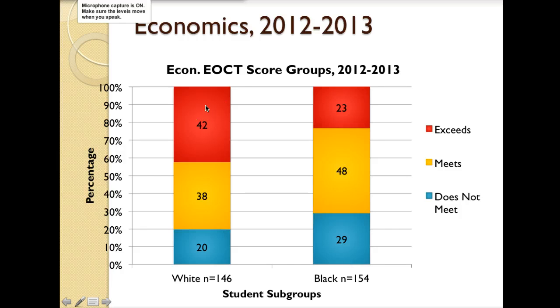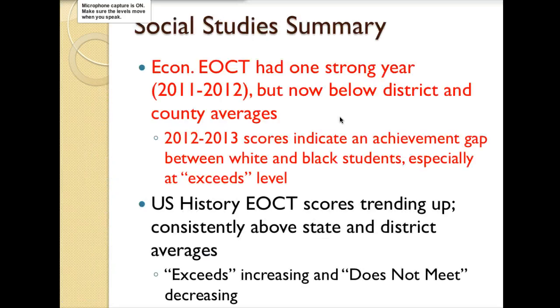Even bigger achievement gap up here in our exceeds, with 42% of our white students exceeding, but only 23% of our black students exceeding. So certainly an achievement gap there that we want to address in the coming year. So social studies, econ had one really strong year, but now we're back down below district and state averages. We do have that achievement gap between our white and our black students, especially at that exceeds level.